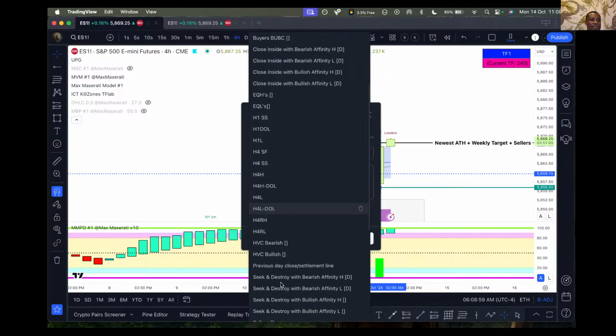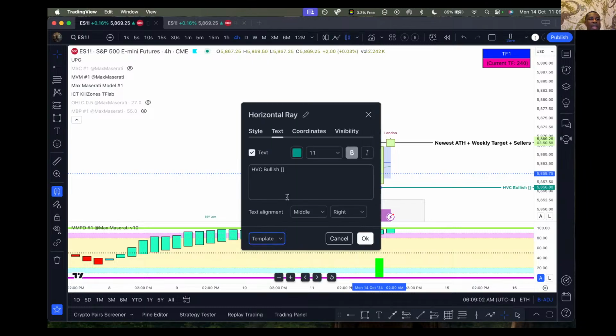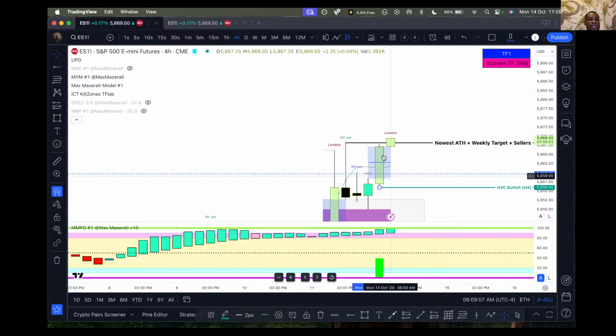We want to see it pushing up. Since the market already took the high of this candle, it needs to keep going up. There's no coming back, because once the market took the high, it needs to keep pushing up. So now we have a new all-time high.